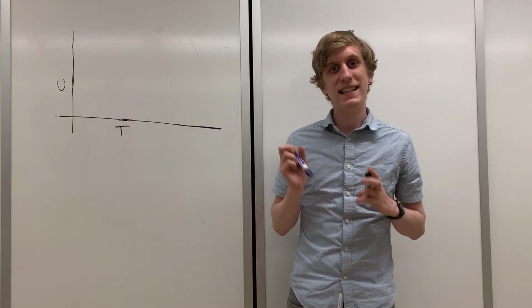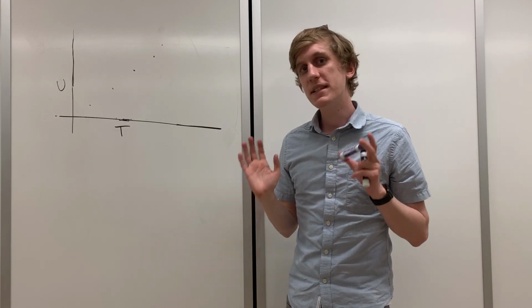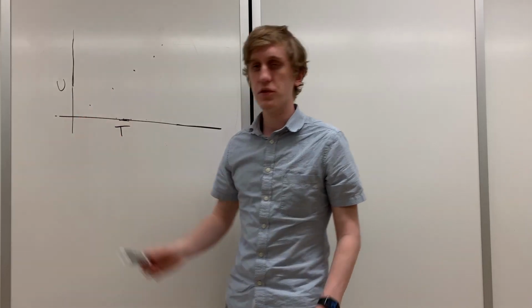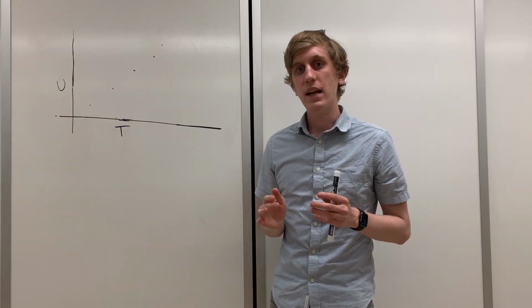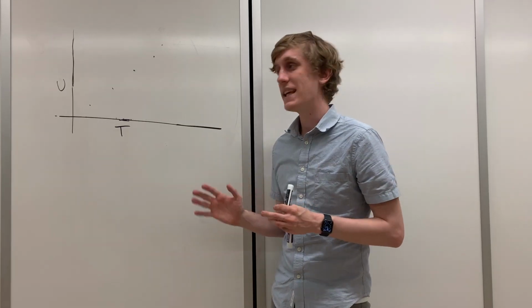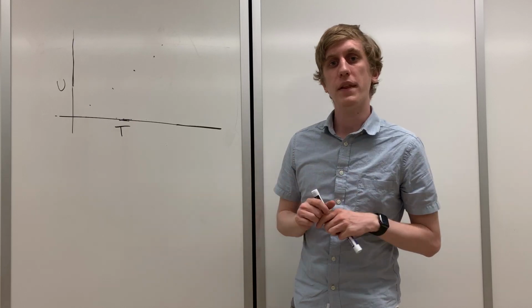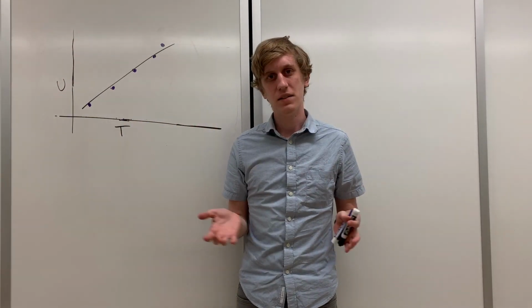Let's suppose we collected this data. These points represent specific states of the system, where the internal energy is a certain value and the temperature is a certain value. One thing we very often like to do with data like this is try to find a best fit line. So let's draw that approximately. Well, what does this line tell us?